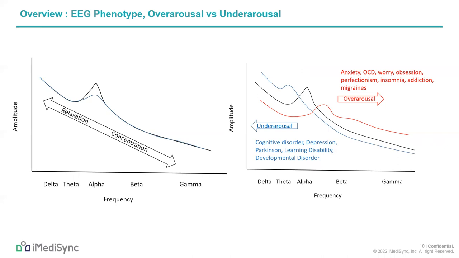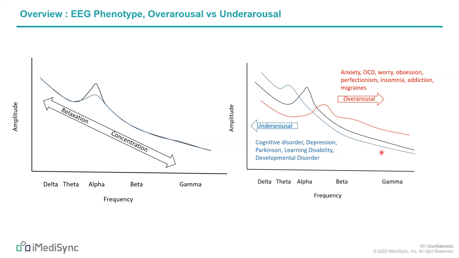All these patterns can be categorized under underarousal, which is often associated with cognitive decline, degenerative disorder, developmental disorder, and so on. On the other hand, there is the overarousal phenotype, which is exactly the opposite direction. The alpha frequency goes higher, the alpha desynchronizes, and beta spindle or beta frequency is dominant, with peak activity now in the beta frequency band. This is often associated with symptoms like anxiety, OCD, worrying, insomnia, addiction, and so on.